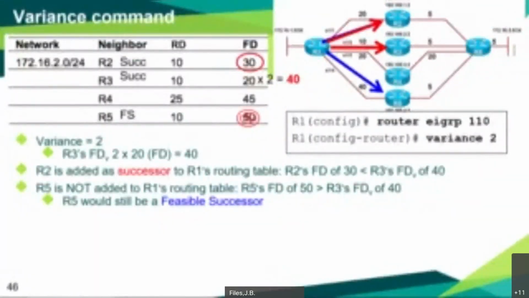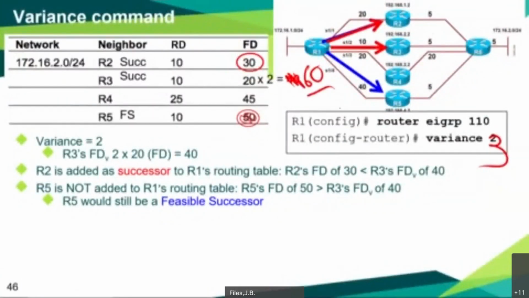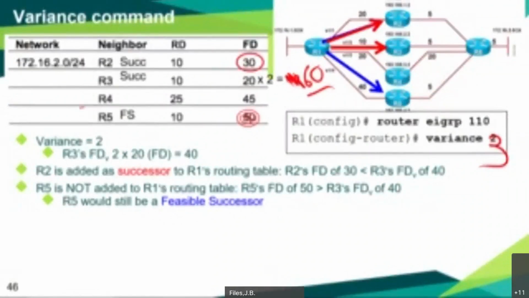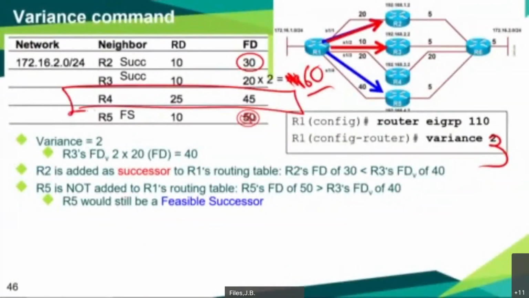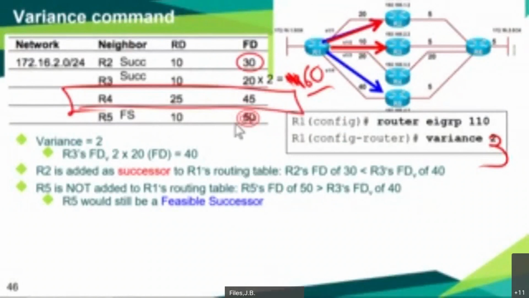Now let me give you a what if. What if we set the variance to 3 and that became 60? What would happen to R4? Would we load balance with R4? Because 45 is less than 60. Yes.